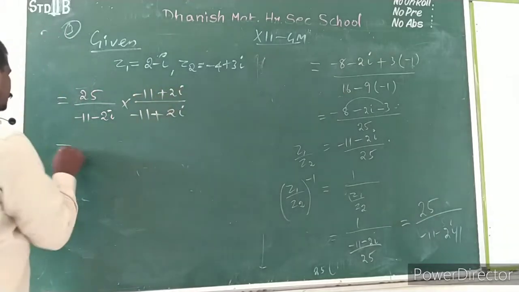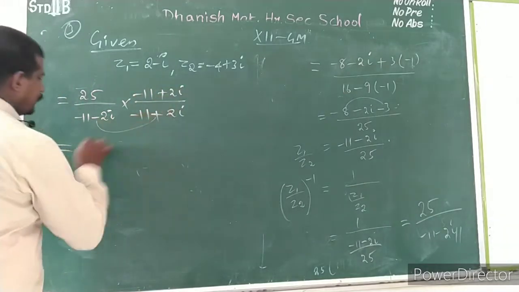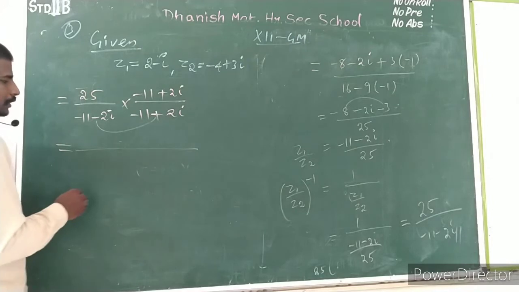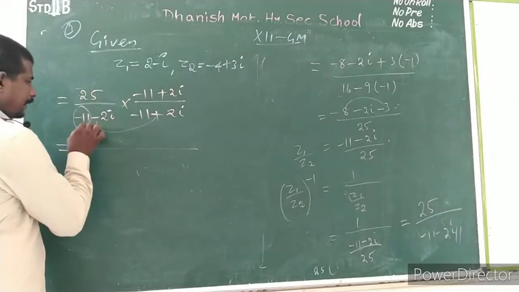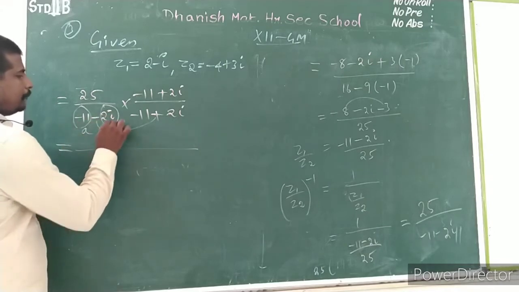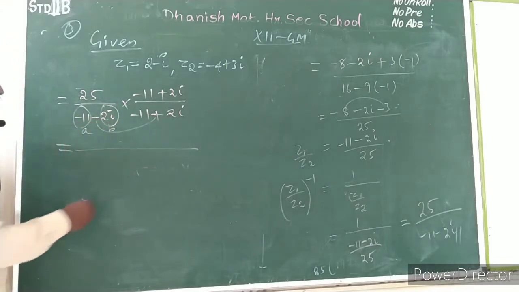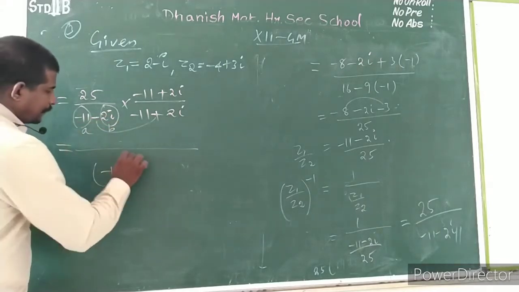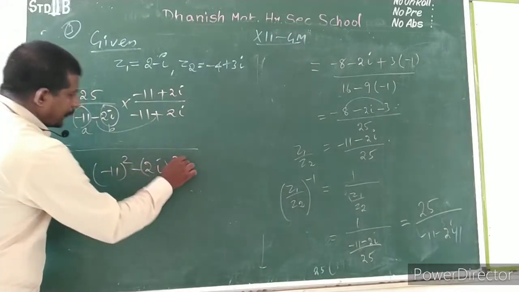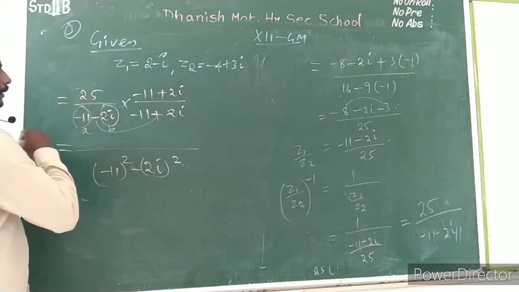Now this is equal to, look at the denominator, here I am going to apply the (a plus b) into (a minus b) formula. So it will be a square minus b square. Here our a is minus 11, b is 2i. So a square minus b square: minus 11 square minus (2i) whole square. Look at the numerator.